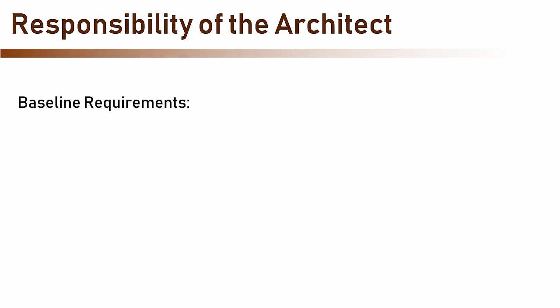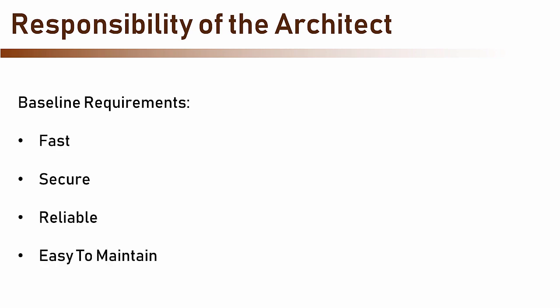We'll talk a lot about requirements later in this course, but let's lay the foundations for the requirements of almost any system. And these are fast, secure, reliable, easy to maintain. In almost every system I've been involved, this list was the holy grail of the architecture. This is what the architecture was made for, to make the system fast, secure, reliable, and easy to maintain.